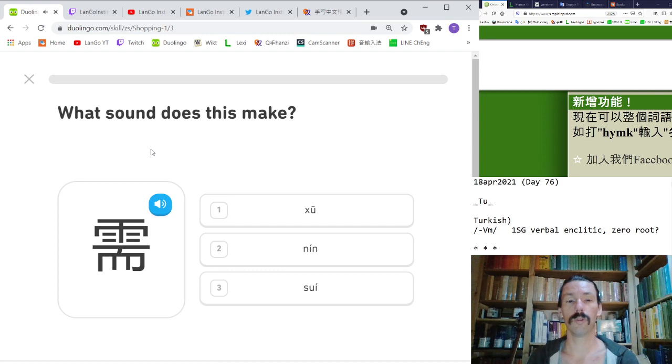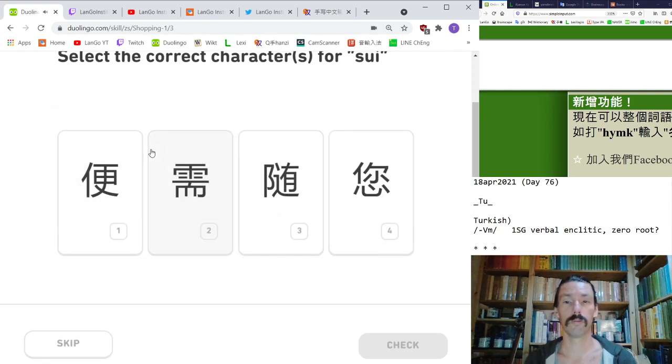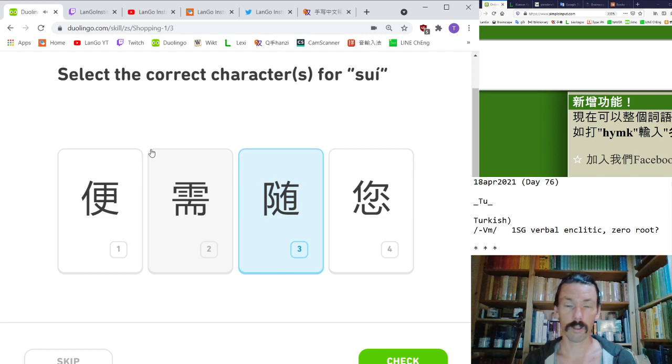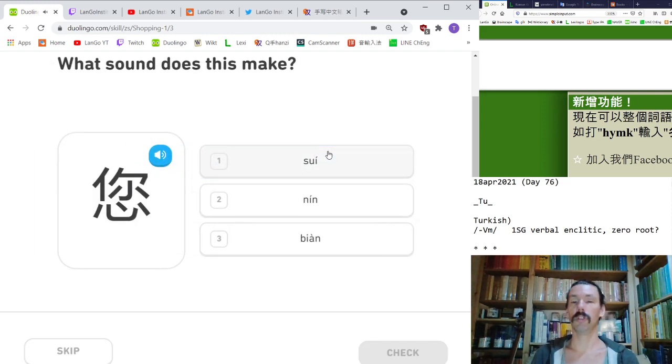Xu, it's like need to. It takes a verb. 随, to follow. 随 again. Let's read them from right. 变 or 偏 also is there. 变, that one's more common. 虚, so this one means like convenient, basically. Lots of meanings there, though. 虚, to need to. 随, to follow. 您, formal you. 变, convenient.